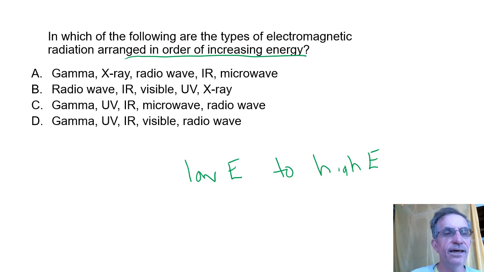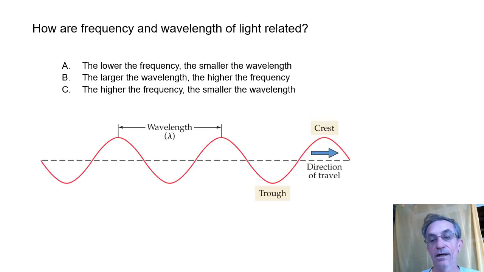Okay, one more practice question. We've been talking about these two terms, frequency and wavelength. This one asks you, how are they related? There are three choices, A, B, and C. One of them is right.